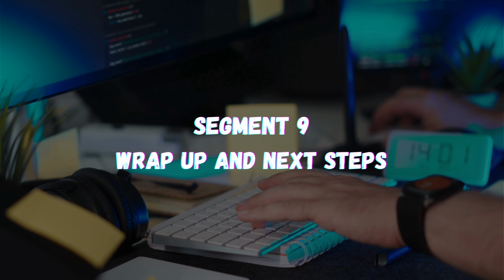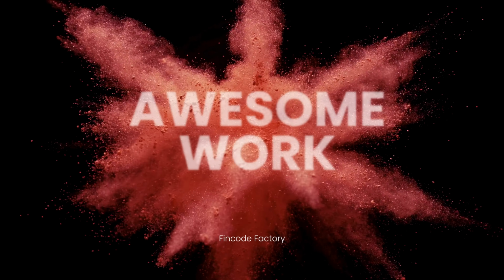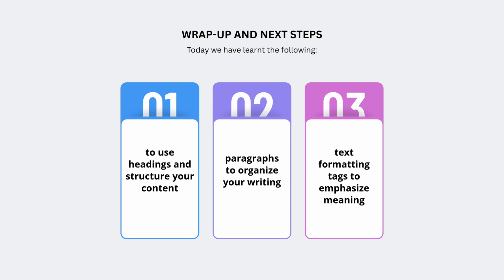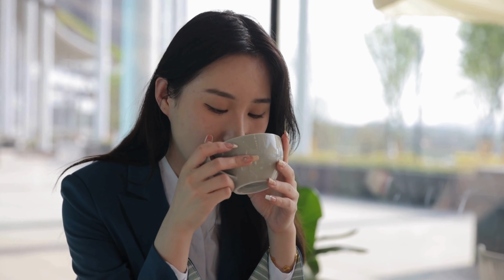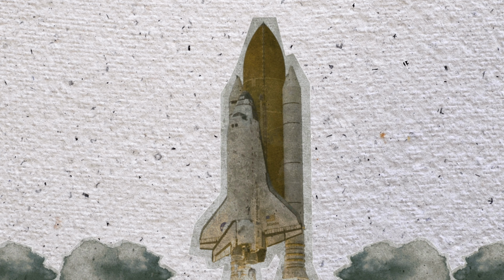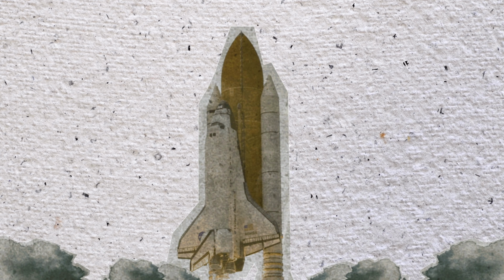Segment 9: Wrap up and next steps. Awesome work, guys. You have just learned how to use headings to structure your content, paragraphs to organize your writing, and text formatting tags to emphasize meaning. These are the tools you'll use on every single web page you build. In the next chapter, we'll take this even further by learning about lists: unordered, ordered, and definition lists, which will help you to create menus, steps, and structured data. So take a short break, grab a coffee, and I'll see you in the next chapter where we'll discuss lists in HTML.